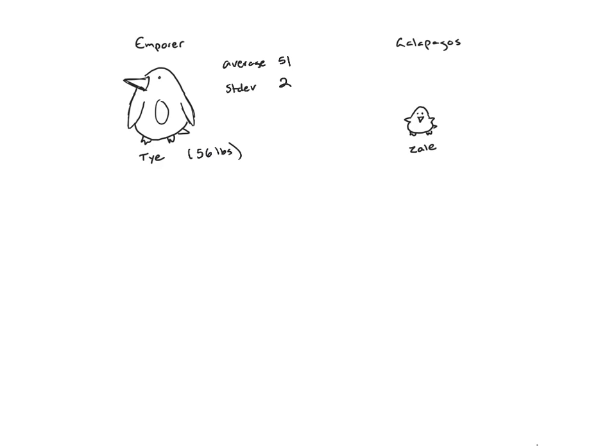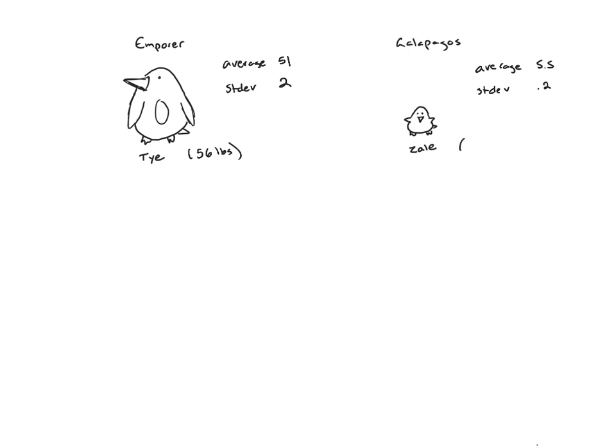Over here, looking at Zale, Galapagos penguins tend to be smaller. The average weight of a Galapagos penguin is 5.5 pounds, with a standard deviation of 0.2 pounds. Now, it's important to realize that not only are Galapagos penguins on average smaller than emperor penguins, and a lot smaller at that, they also have less spread, and we can tell that because the standard deviation for Galapagos penguins is a lot smaller than the standard deviation for emperor penguins.